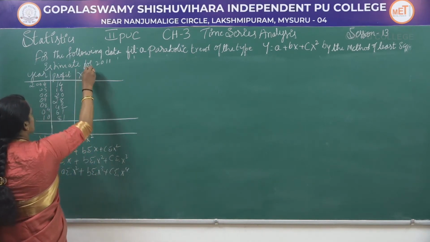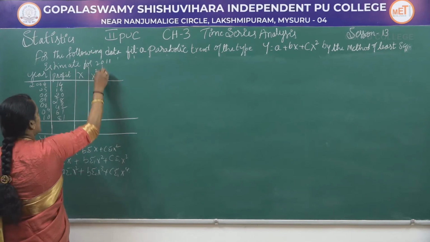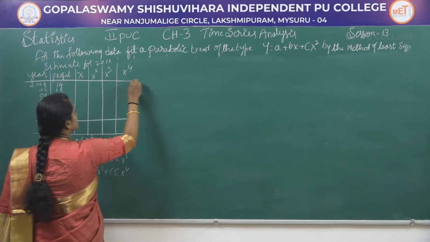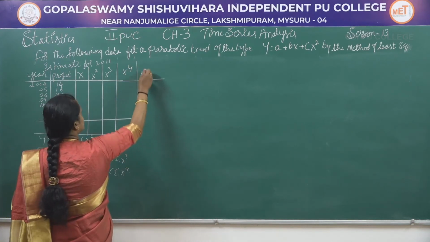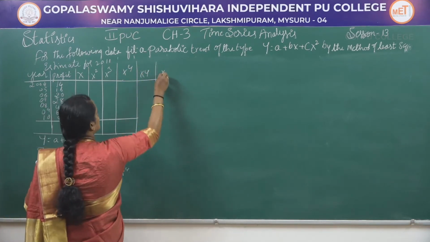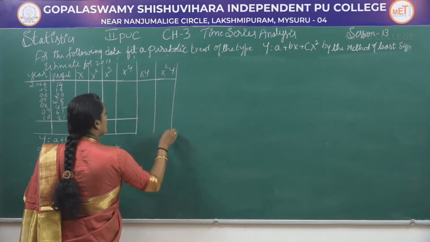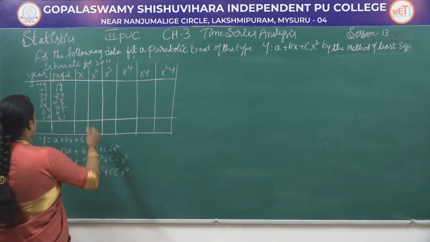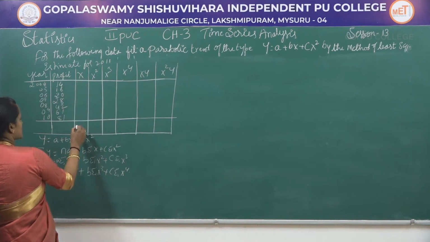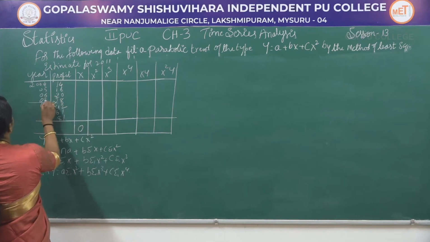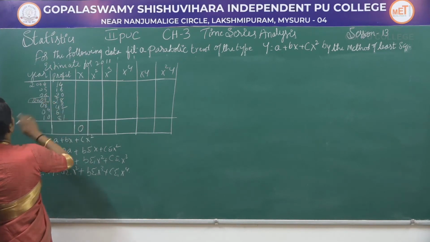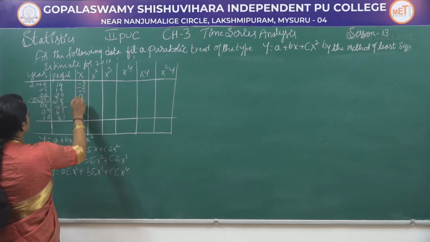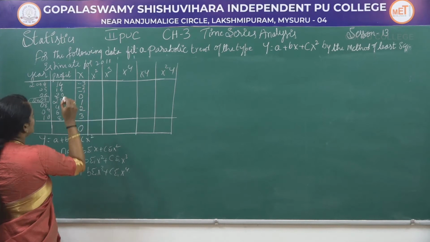So first complete the table by finding the values x cube, x power 4 and x into y, x square y. So first complete the table by finding these values. To make summation x become 0, you take the middle one, that is 2007, take the deviation, it will become minus 3, minus 2, minus 1, 0, 1, 2 and 3.